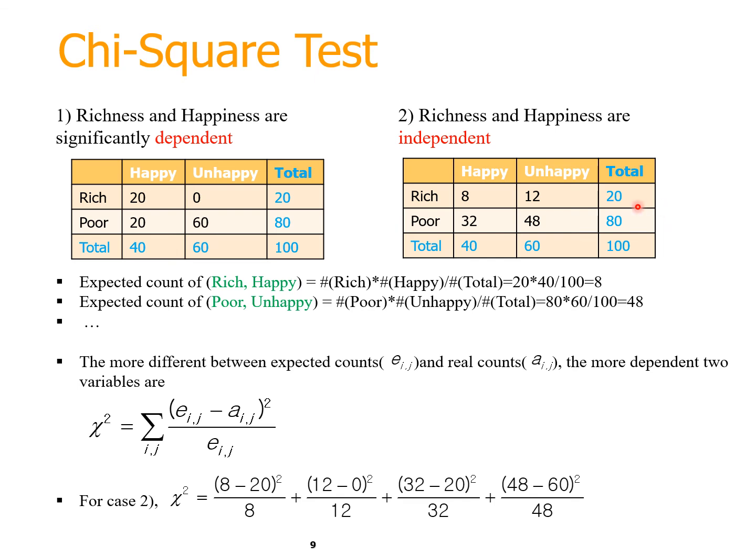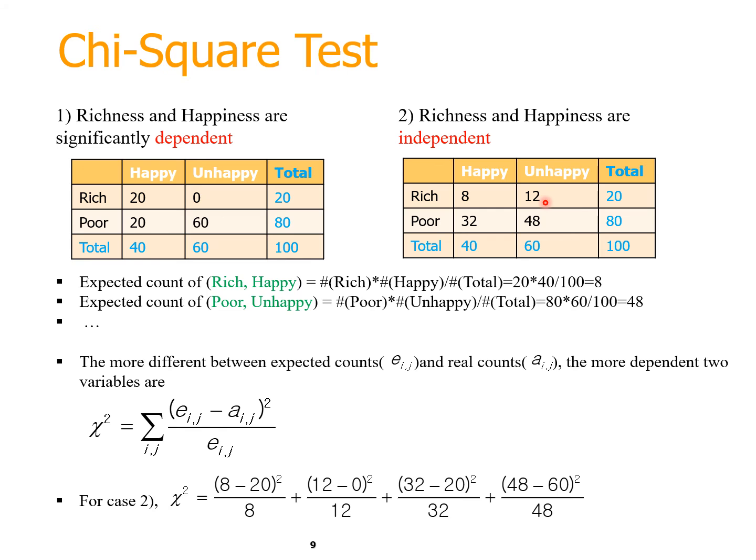So let's go over this. Let's say we have 20 rich people, right? And if you look at the number of happy people and unhappy people, you have 40 happy people and 60 unhappy people. So suppose richness and happiness are independent, then out of 20 rich people, 40% of them should be happy and 60% of them should be unhappy, assuming these two variables are independent.